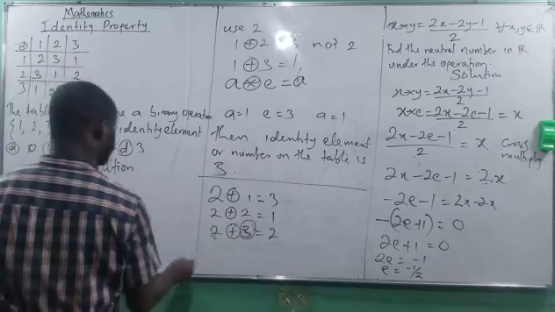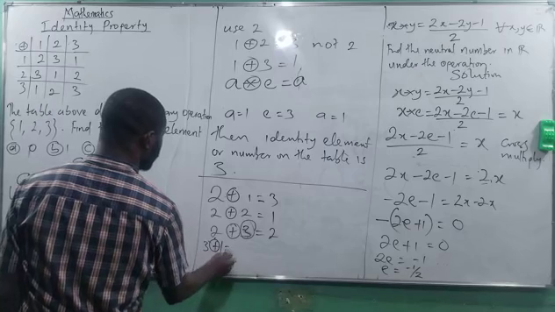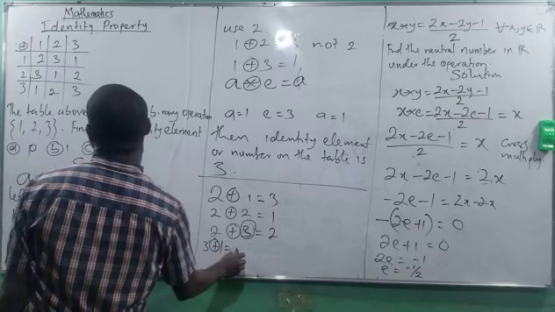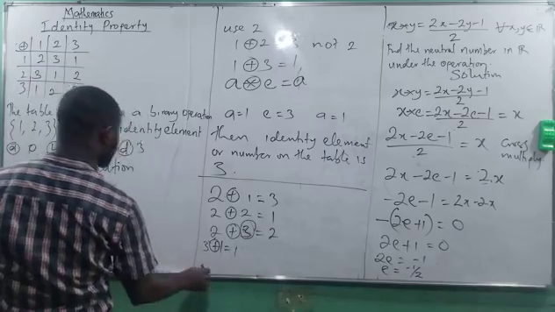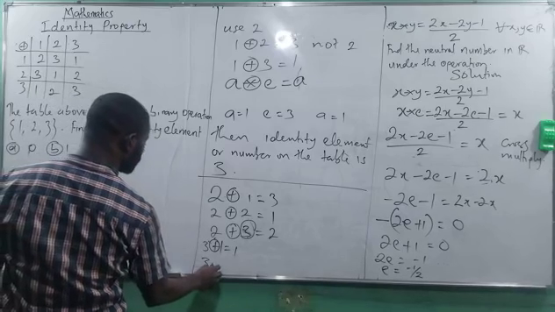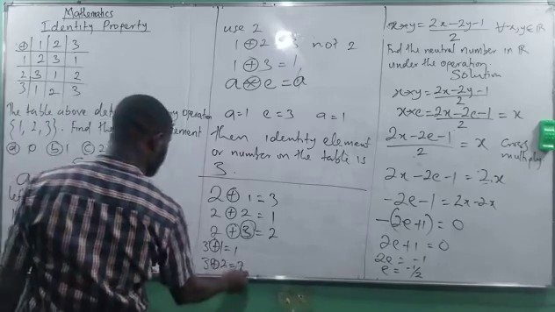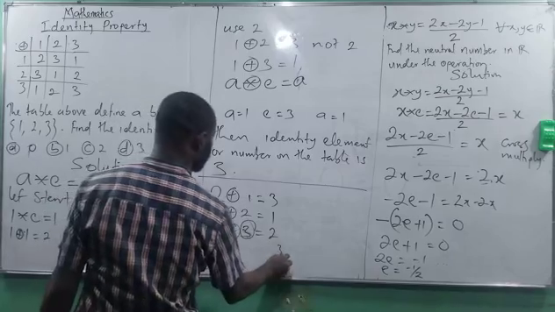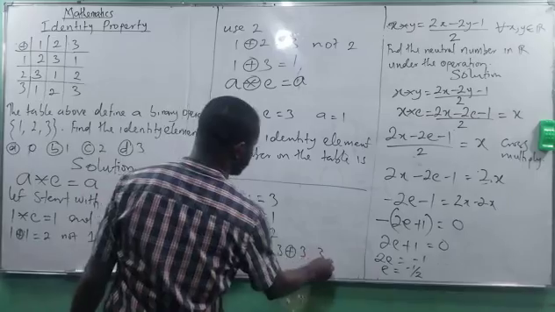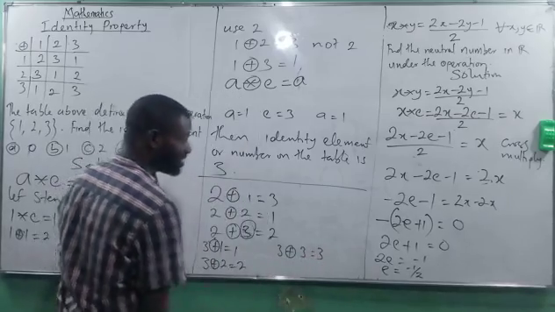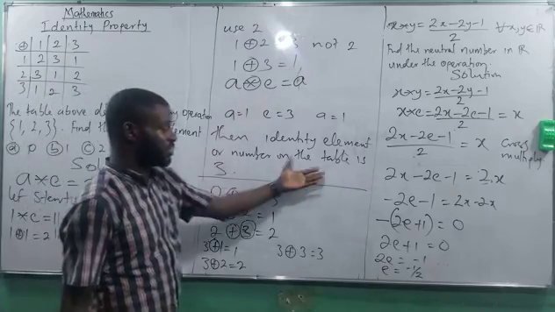Let me pick 3. 3 operates with 1 will be 1. 3 operates with 2 will be 2. Now 3 operates with 3 will be 3. Can you see that? That is what we are talking about. All that I've done here shows the answer.